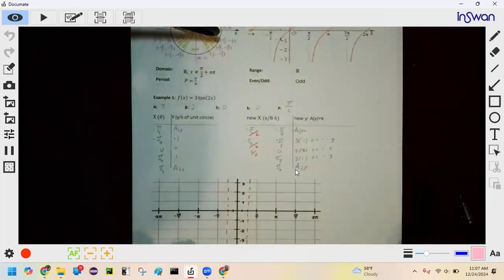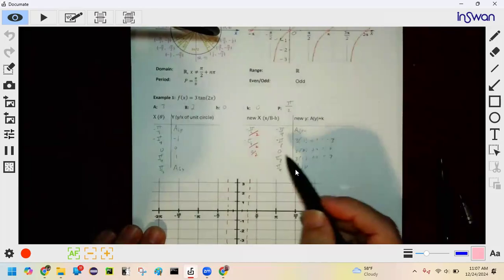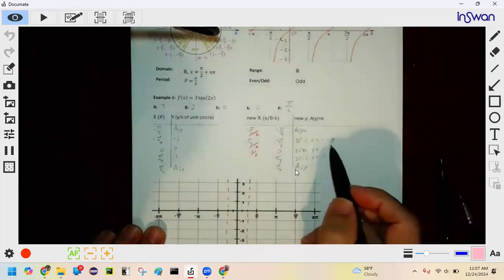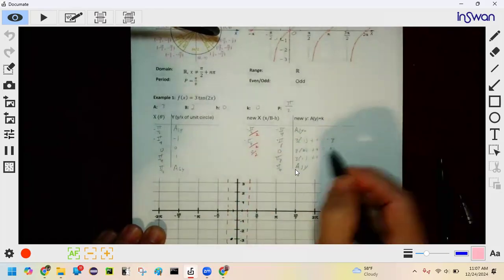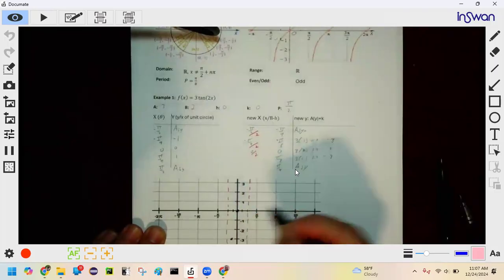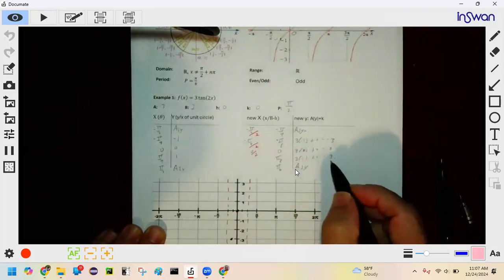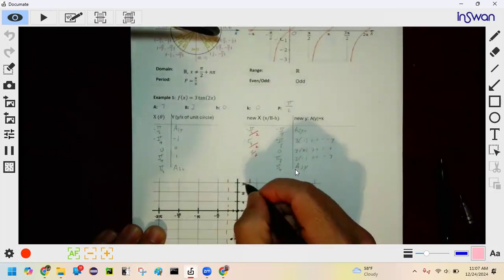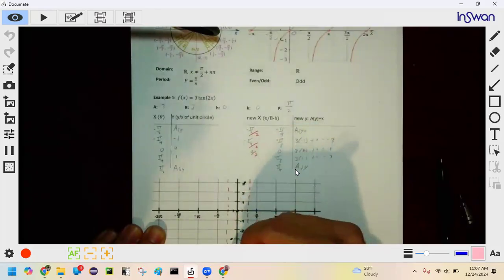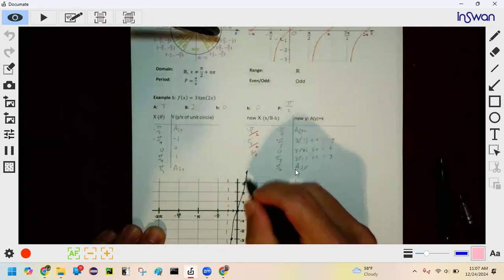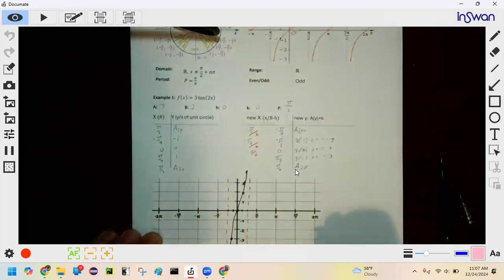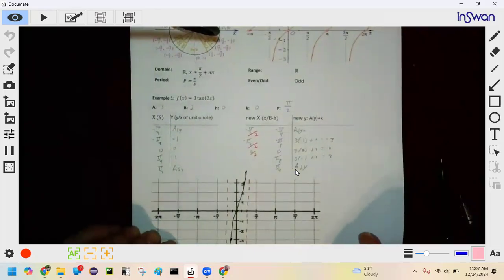Then we got to graph our points here now. We've got negative pi over 8, -3. Way down here. 0, 0 is right there. And pi over 8, +3. It's right there. So this is almost just got just a little bit of curve to it. So that's tangent.